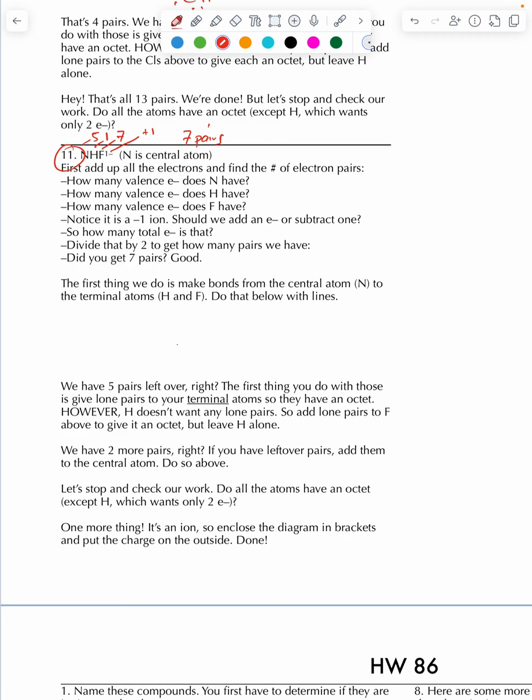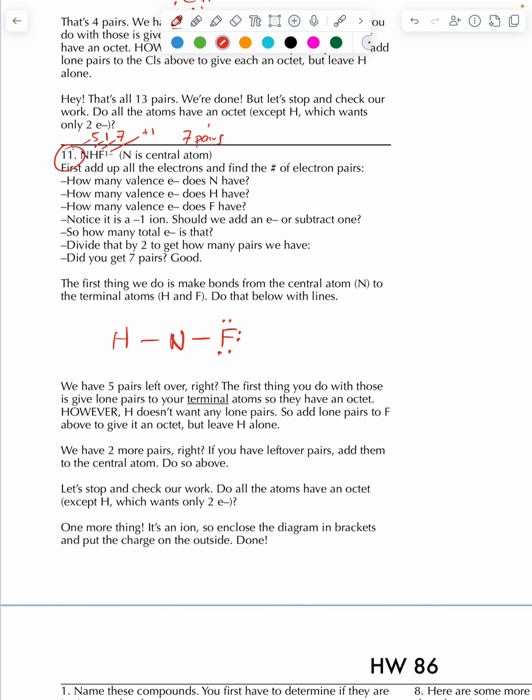So we said nitrogen's the central atom. We first make bonds. That's 2 of our 7. We next give our terminal atoms lone pairs to give them an octet. Hydrogen doesn't want any. So we're at 2, 3, 4, 5. We're supposed to have 12, right?